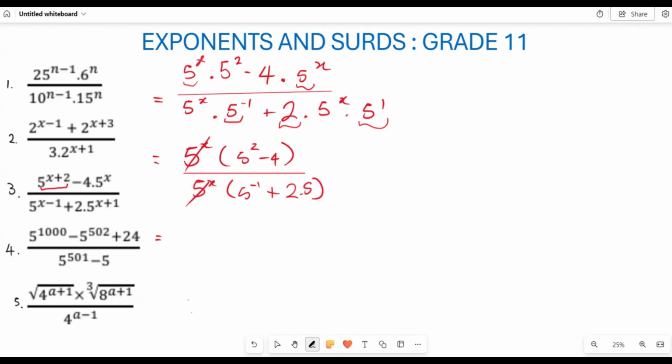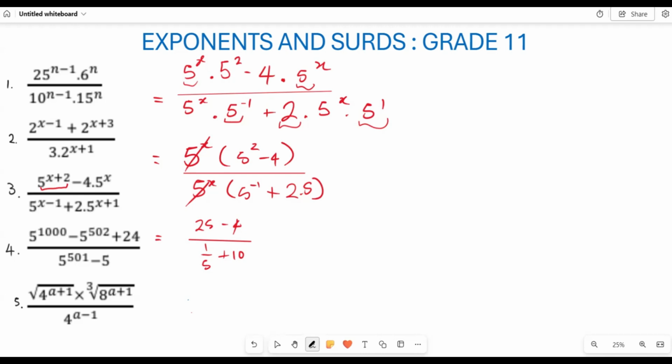Now the 5 to the power of x and 5 to the power of x, they are going to cancel each other, right? So which means it's 25 here. I'm having 25, subtract my 4, right? Divide by, now here this is same as 1 over 5 plus 10, if I'm not mistaken, right? 1 over 5 plus 10.